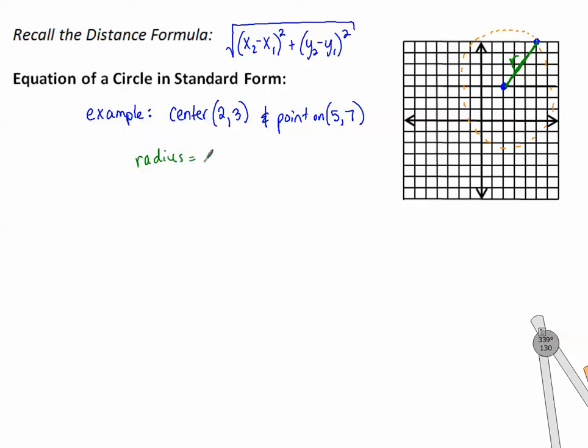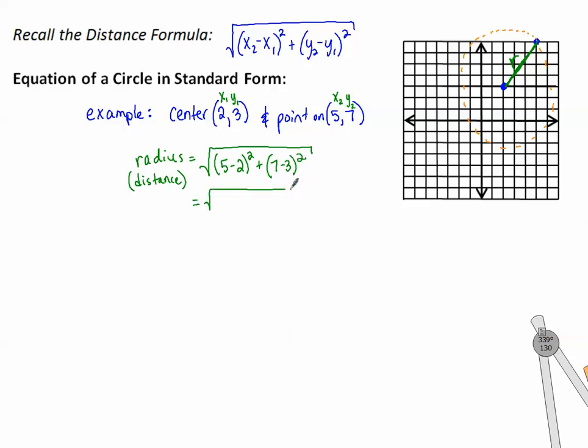So using the distance formula, the radius, or the distance from the center to a point on the circle, is the square root of x2 minus x1. That means the second x coordinate minus the first x coordinate. So (5 minus 2) squared plus (y2 minus y1). So that means the second y coordinate and the first y coordinate subtracted, squared.